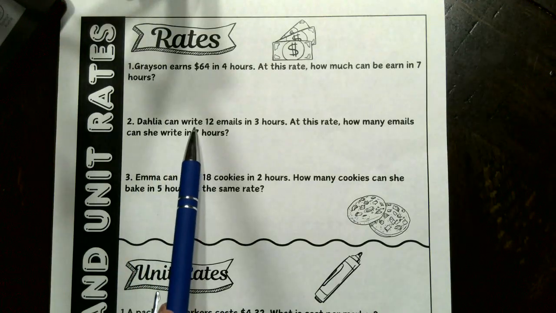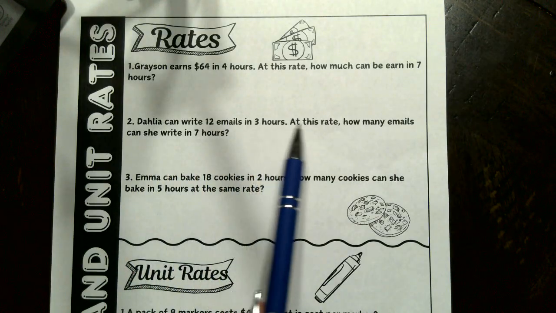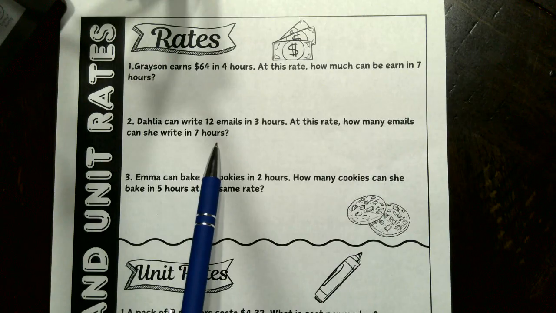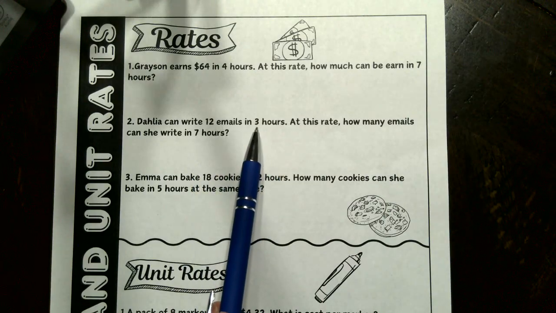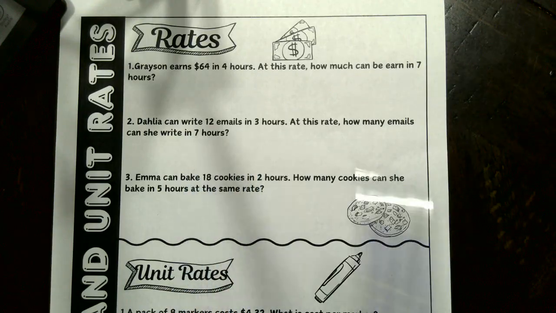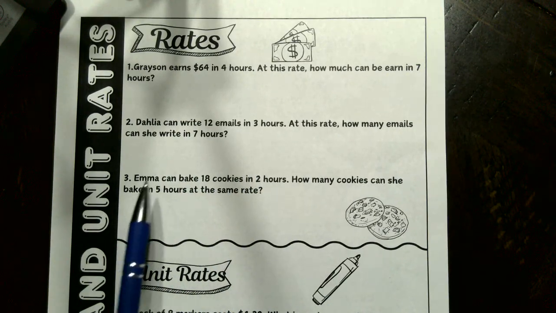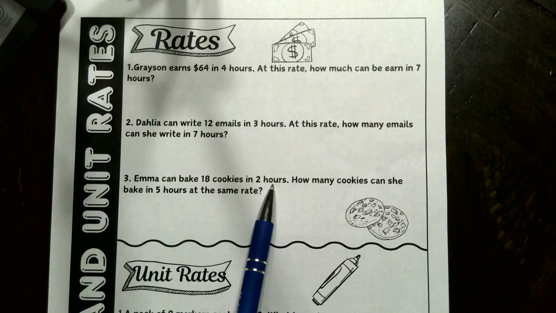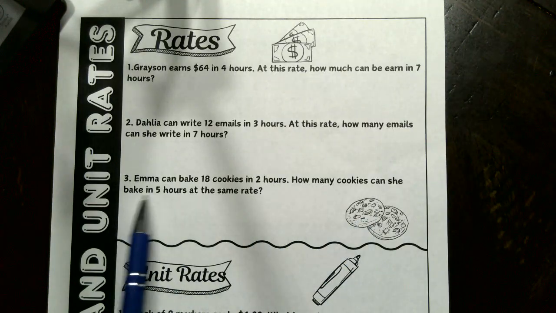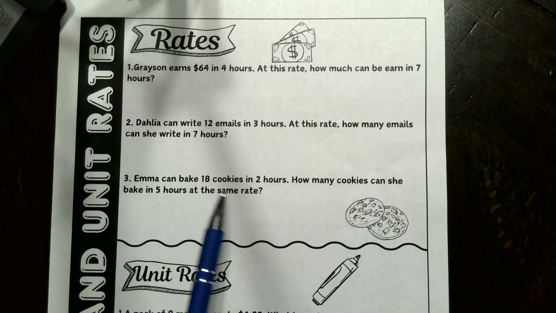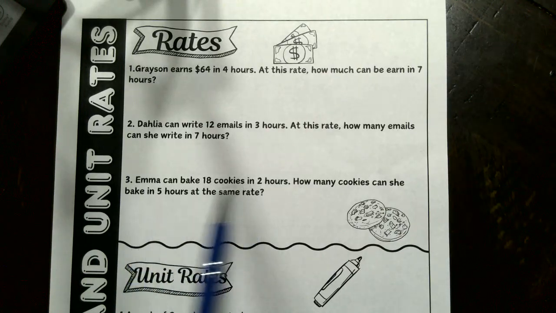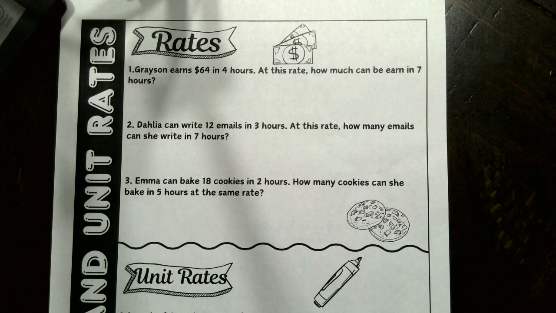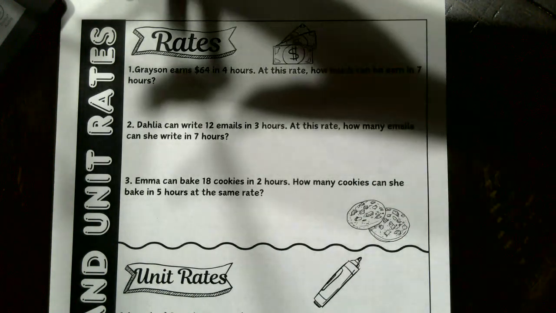Dahlia can write 12 emails in 3 hours. At this rate, how many emails can she write in 7 hours? So figure out how many emails she is writing per hour, then figure out how much that would be in 7. Emma can bake 18 cookies in 2 hours. How many cookies can she bake in 5 hours at the same rate? So we're going to take 18, divide it by 2, and then multiply that answer by 5 to figure out how much she'd bake in 5 hours.